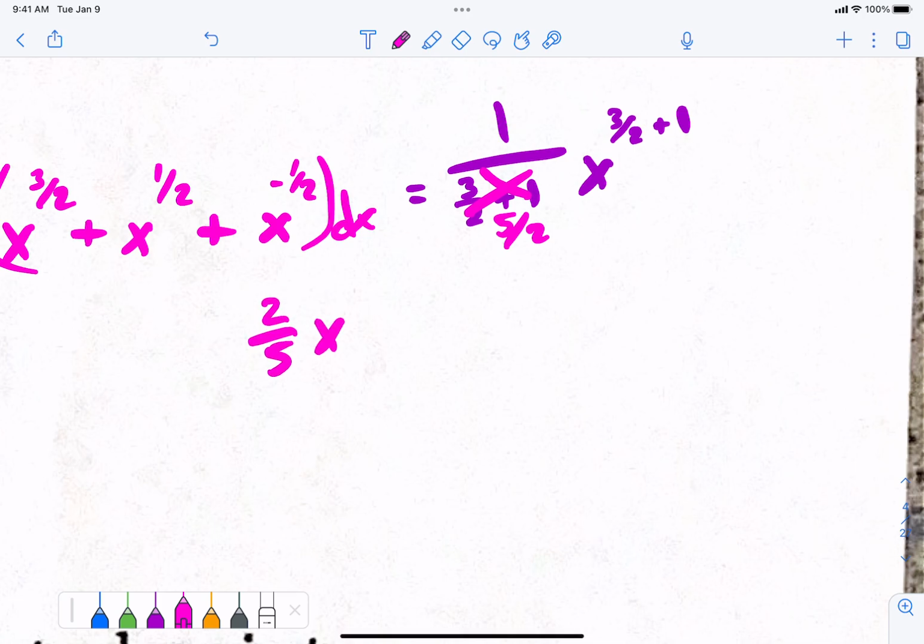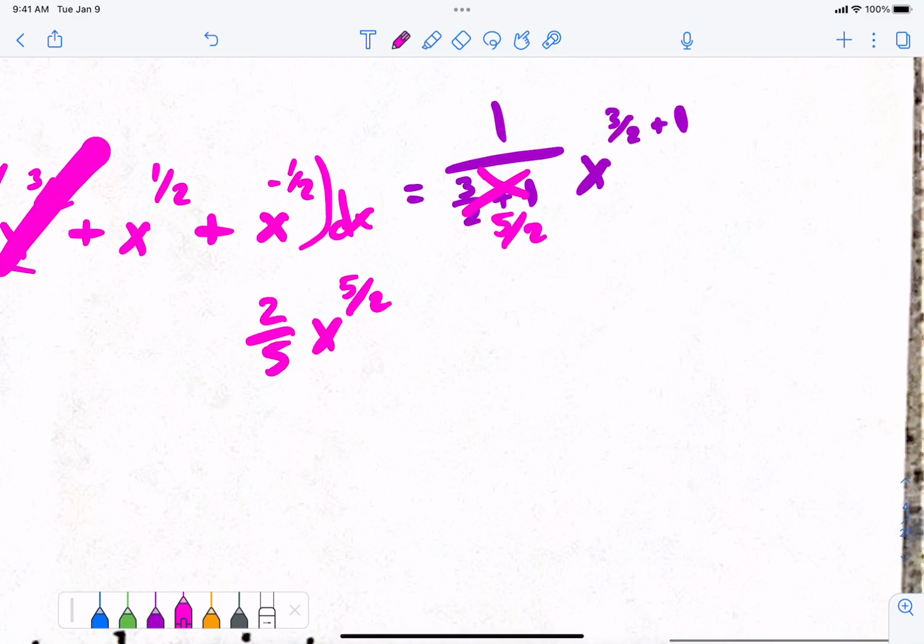x to the 5 over 2, right? Yes. Because 3 halves plus 1 is 5 over 2. Then we have the next one. So my first term is completely done. He's done. All right, now we have the next one.